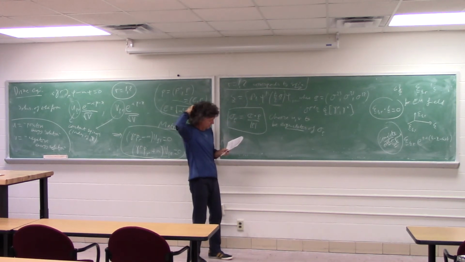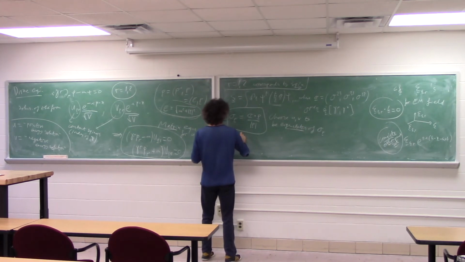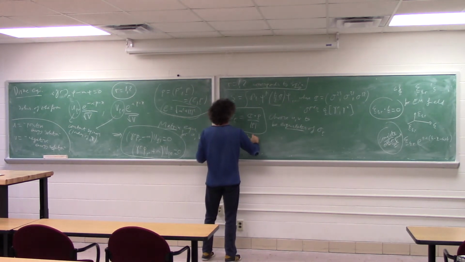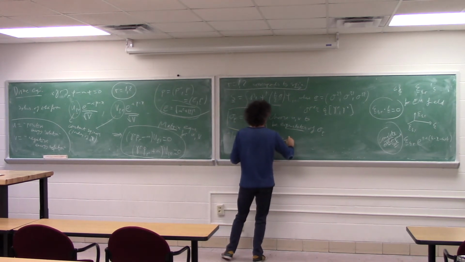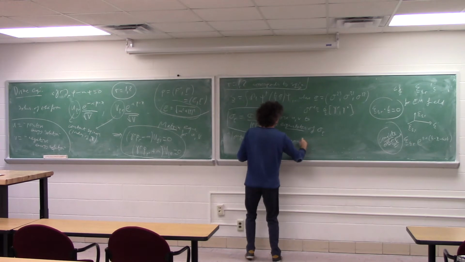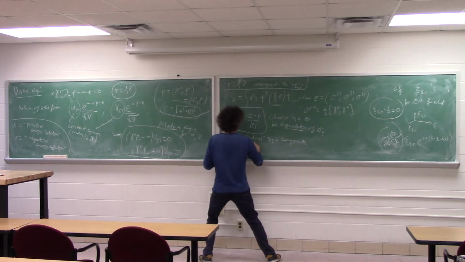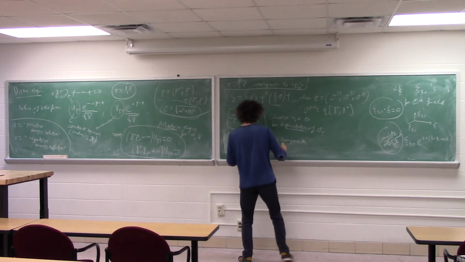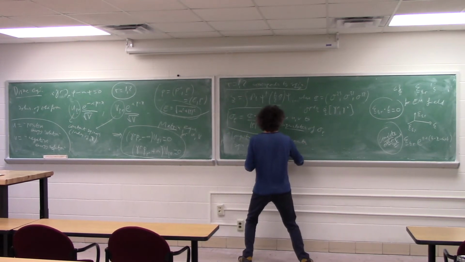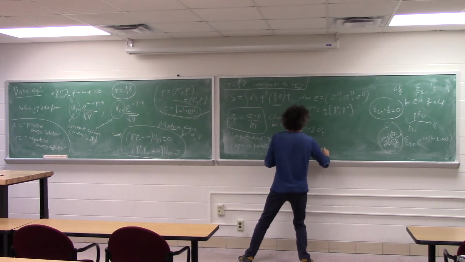So these are sometimes called longitudinal spin components. It just means the spin is parallel or anti-parallel to p.